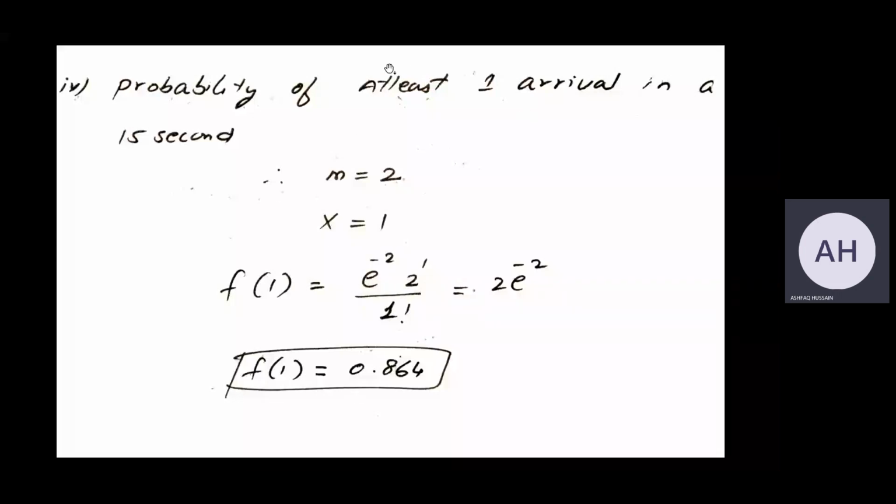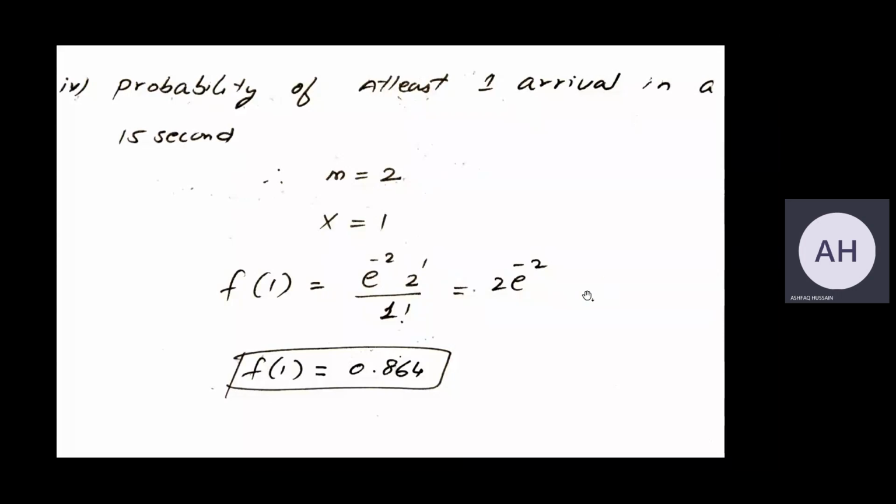At least he's asking only one arrival. So put x is equal to 1, you will get the answer. But here the value of m is 2 because it is asking for 15 seconds. So this completes this question. I hope it's clear. Now I'll go to the last example, very important from the exam point of view.